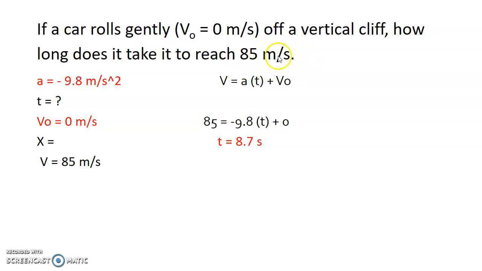We know that's the velocity because it's meters per second. Okay. And we want to know how long, so we know we're looking for time. We don't ask for or have an x, so we're going to use our v equals at plus v0 equation, plug in our numbers, and we get 8.7 seconds.